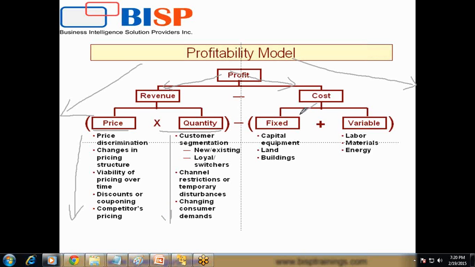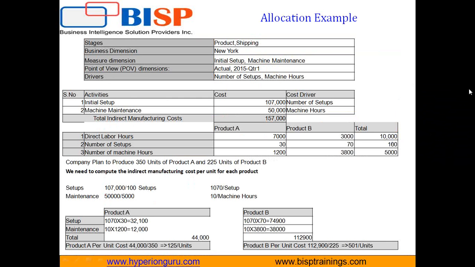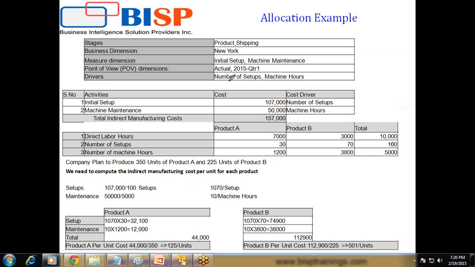The cost could be broadly classified as fixed cost and variable cost. The fixed costs are like your capital expenses, capital equipment, land, building, and then you have variable cost. So when you design your profitability model and consider your measures, you need to pay attention to this model. Variable cost could be labor, material, and energy, which may vary from time to time.